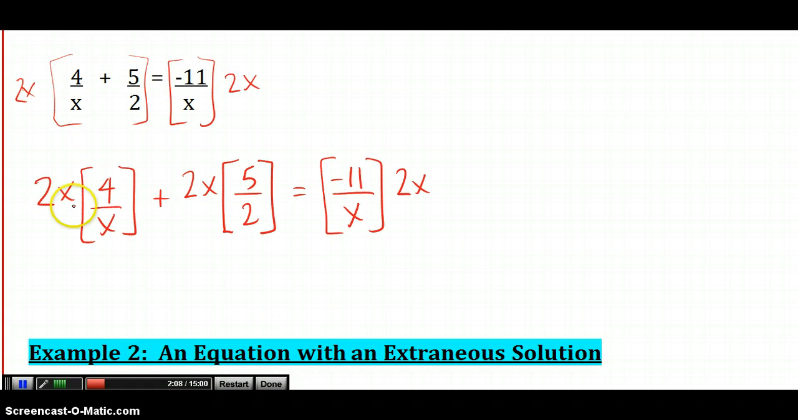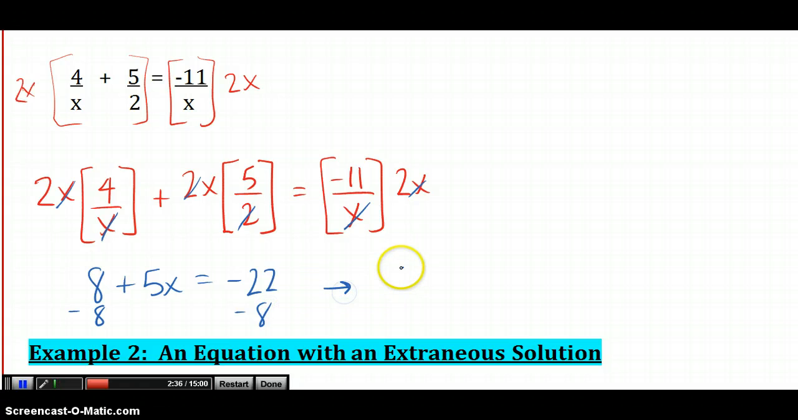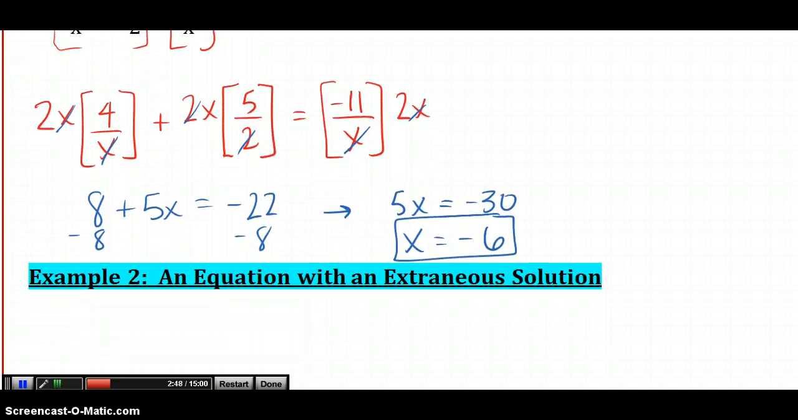Alright, so when you multiply straight across, our x's cancel out. So your denominator goes away, and you just have 4 times 2, which gives us 8. Then you have plus, the 2 and the 2 cancel out, so you just have 5x, because you have 5 times the x. And then you have equals, the x's cancel out again, you have equals negative 22. Then just solve for x. So subtract 8 to the other side. So I have 5x equals negative 30. Divide by 5, and x equals negative 6. So it's a handy little trick that you're going to be using.